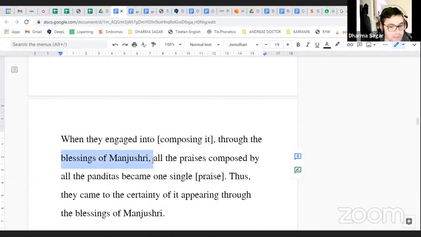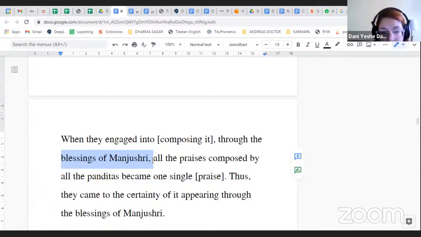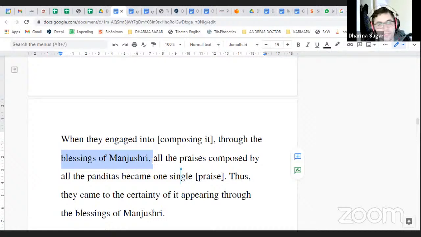Let me check it. Or were they engaging in composing through the blessings of Manjushri? And then they were certain about that what happened to become one single praise, it was through the blessings of Manjushri. Yes, actually, what the Kempo said is, it looks like he's engaging there after us having asked him. So that's his version.